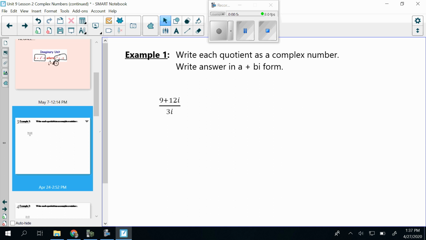Okay, so first one, we want to write this division problem in complex form, meaning only having a real part and an imaginary part. To accomplish this, we are going to split this up into two different fractions. If there's only one term in the denominator, which this one has, we can write this as both these two things we have in the numerator divided by that common denominator.